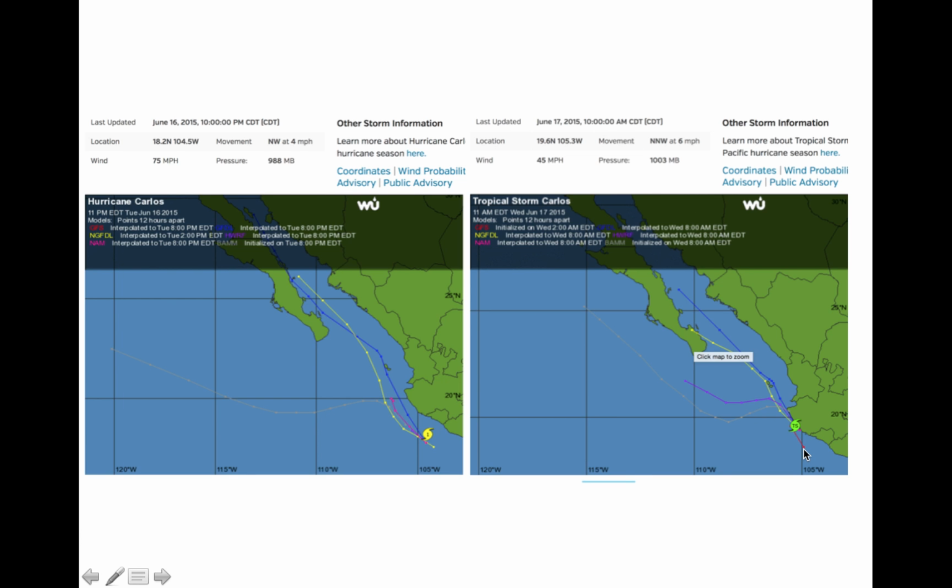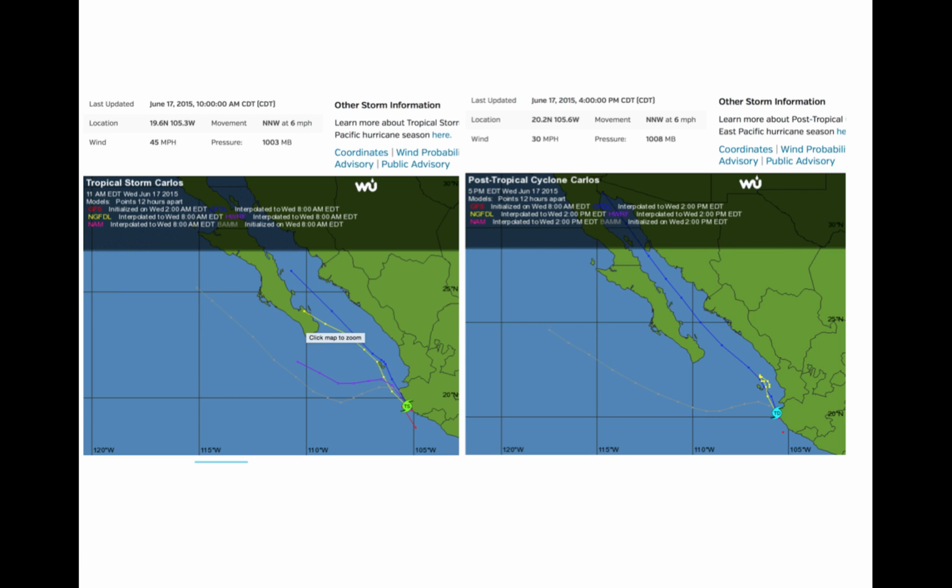The last picture was updated on June the 17th at 4 p.m. It was still on land, but now it is only a tropical depression. It's only 30 miles per hour. So as you can see, the blue line is the most accurate computer model compared to the other ones in predicting the path of Carlos.